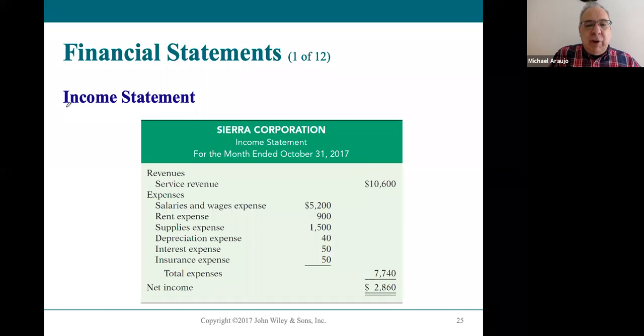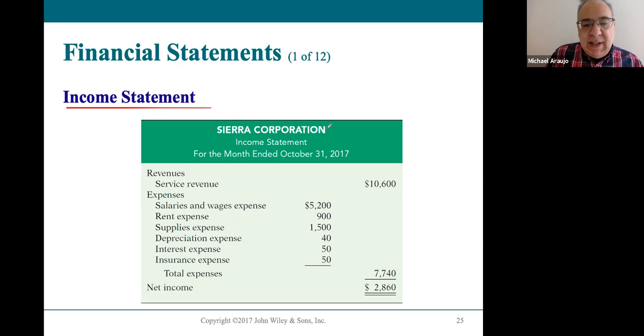All right, let's take a look at the financial statement here. Your book created a fictional company for you called Sierra Corporation. Sierra Corporation does tours of the Sierra Nevada region. Sierra Nevada region is up in California. And so that's all they do is they give tours.